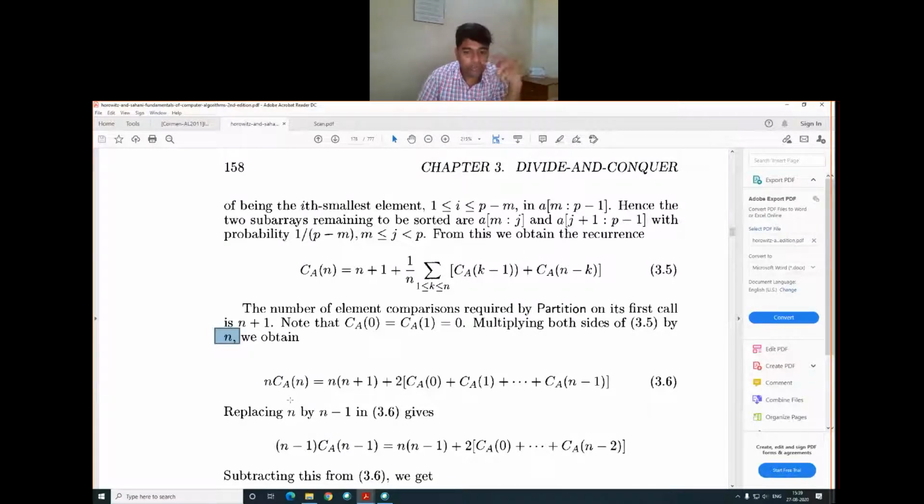Now again we are doing some manipulation to reduce this equation: replacing n by n minus 1 in equation 3.6. Here we have n, so again we are making one more flavor of this equation. By replacing n by n minus 1, n is now n minus 1, and C of a is n minus 1 and n minus 1, then we will get n. From here you can see that n minus 1 plus 1 means the 1 cancels.